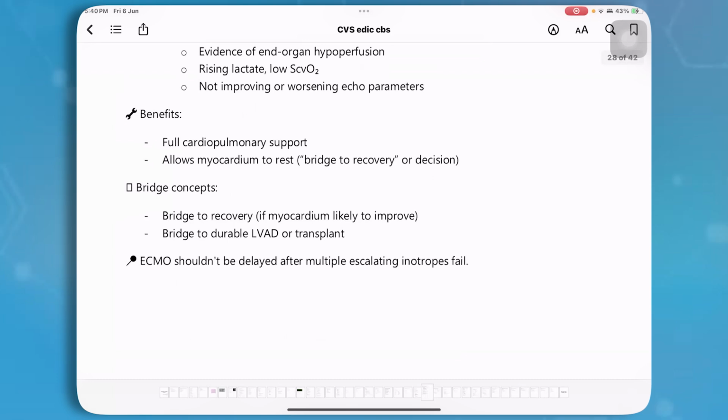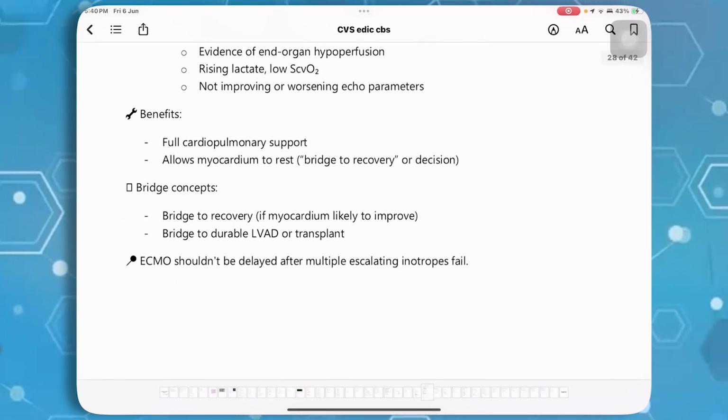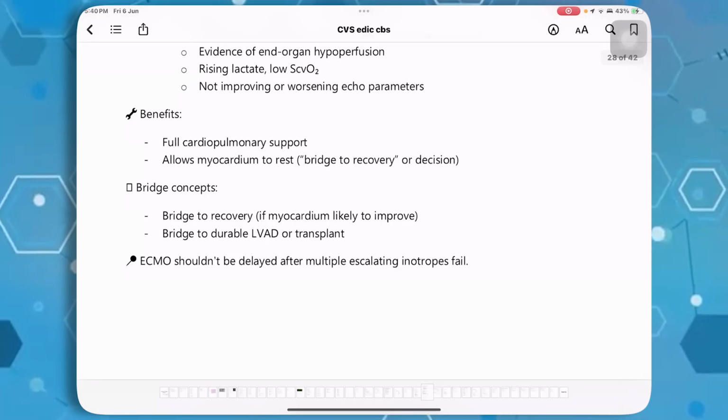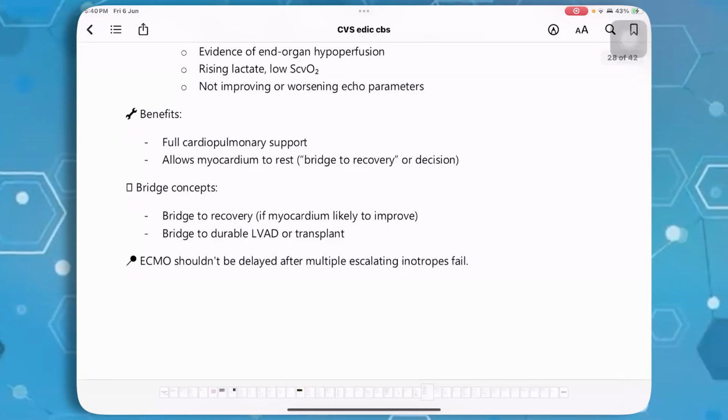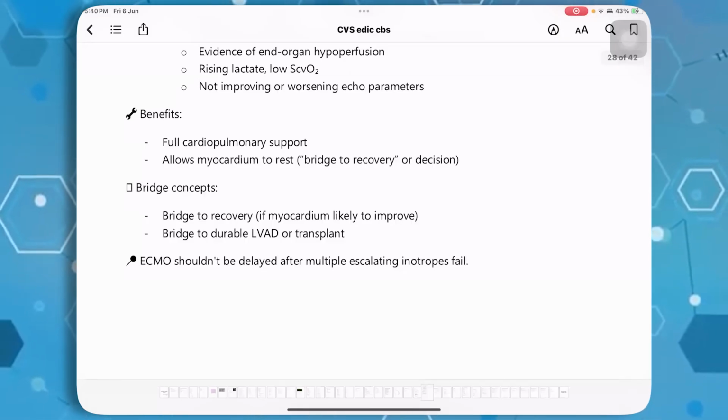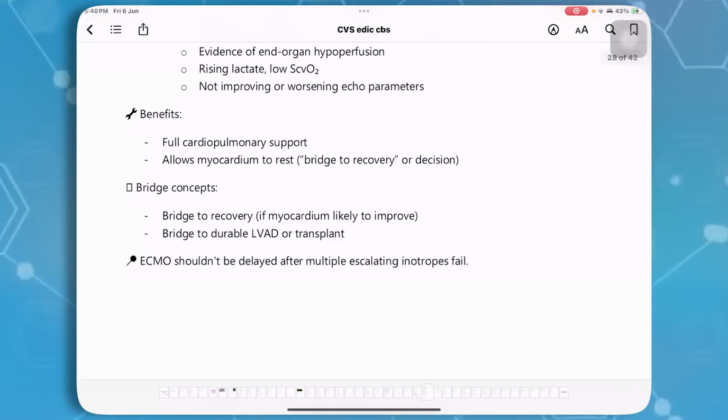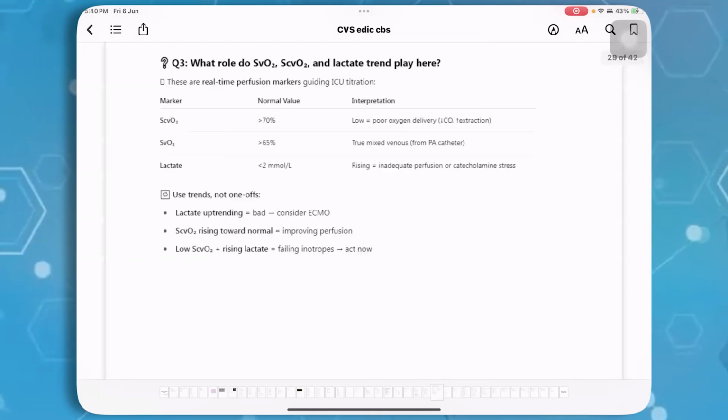Once you've diagnosed that the patient has a refractory cardiogenic shock, means 2+ inotropes have been given, you put an IABP. If 2+ inotropes plus an IABP is not working, what next? The lactates are rising, venous saturation is decreasing. What next? Immediately, you should know that ECMO is needed.